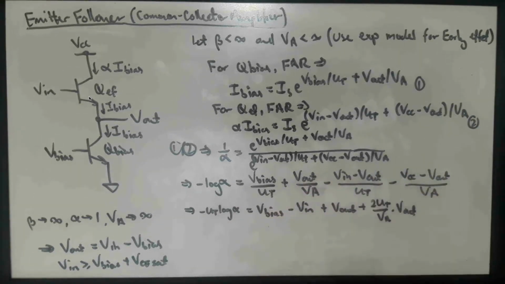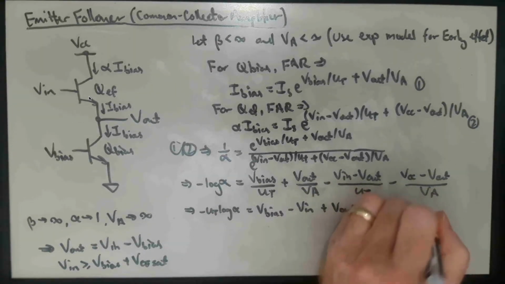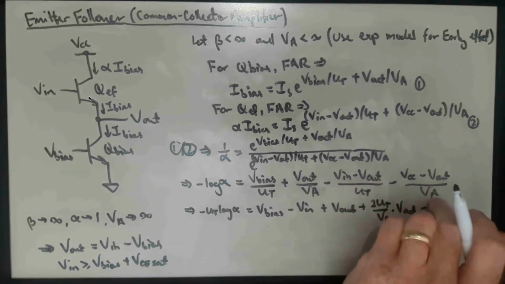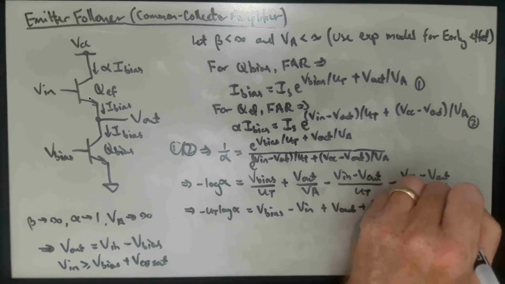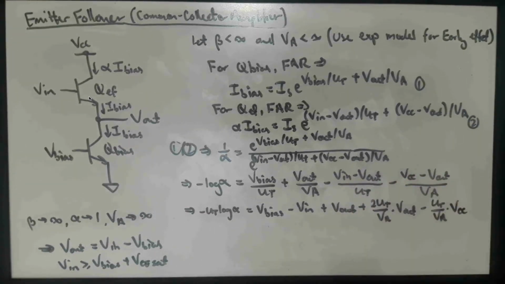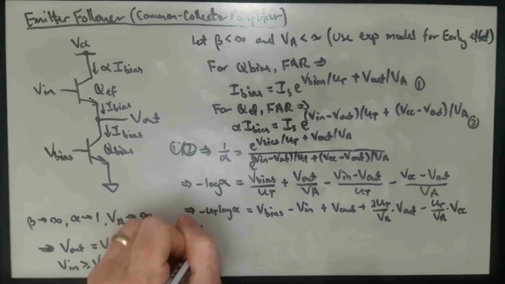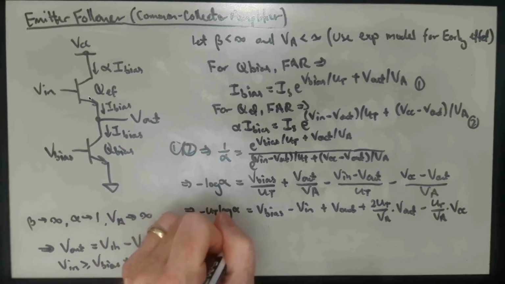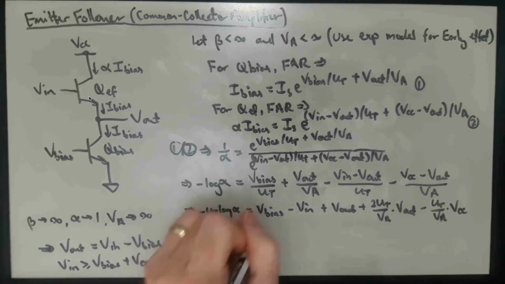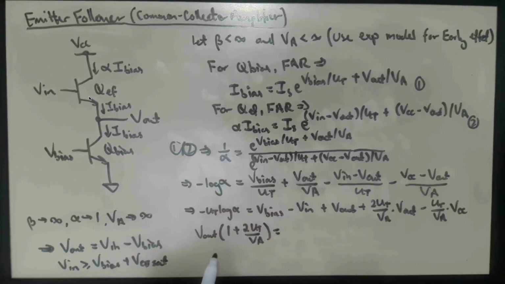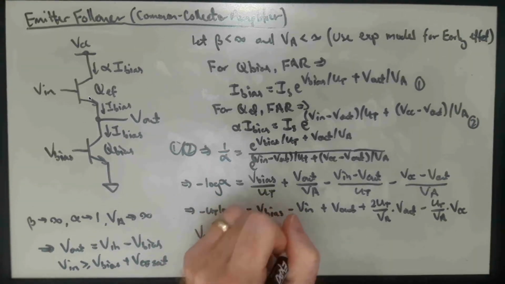And then we've got this term involving VCC. So that's going to be minus UT over VA times VCC. And so now we want to collect up all of the V out terms. So we have 2 of those, can factor that out, and we have V out times quantity 1 plus 2 UT over VA. And then on the other side of the equation, we're going to have our V in minus V bias.